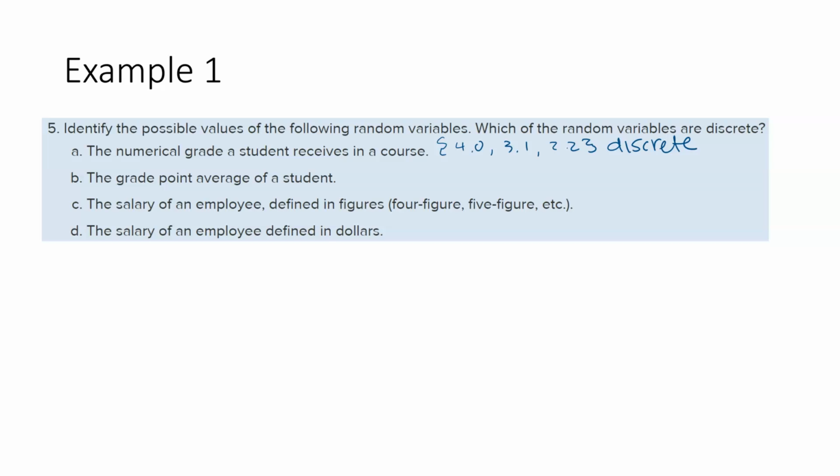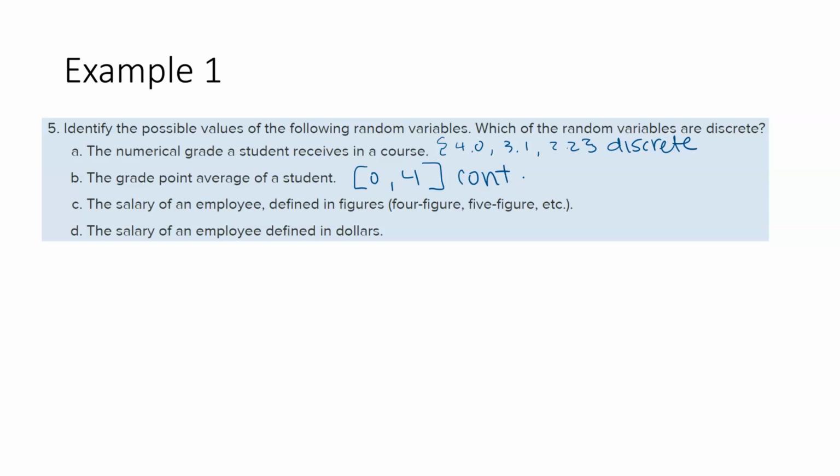But now a grade point average of a student is going to be anywhere between 0 and 4. I mean, we could round a little bit more, a little bit less. It's an uncountable amount of possibilities between 0 and 4 that a student could get, and so that becomes continuous. Now, the salary of an employee defined in figures.